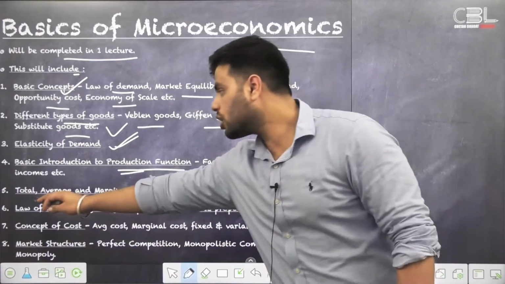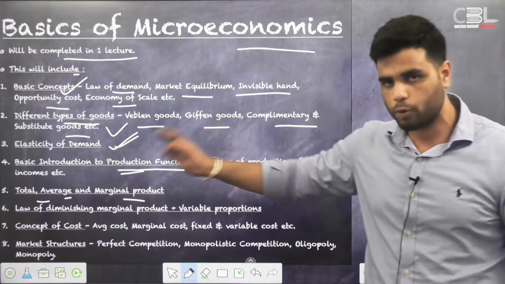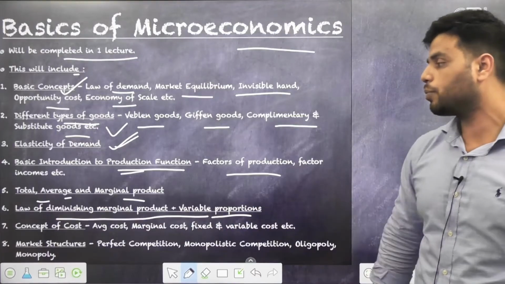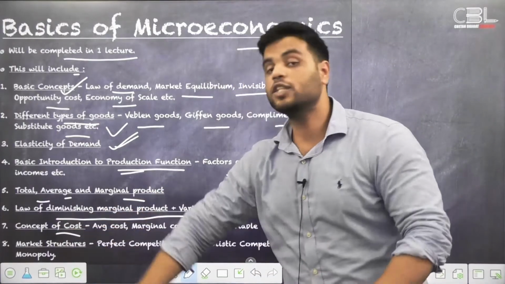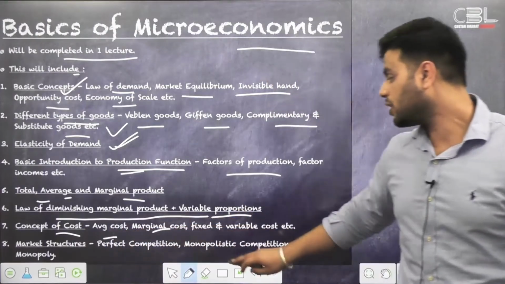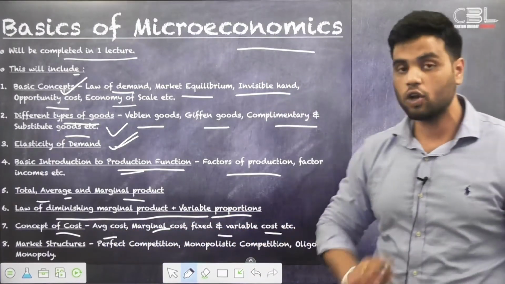Then we'll talk about total cost, average cost, marginal product. Then we'll talk about law of diminishing marginal product plus law of variable proportion. Then we'll understand the concept of cost. In this, we'll cover opportunity cost, average cost, marginal cost, fixed cost, variable cost, all these things.